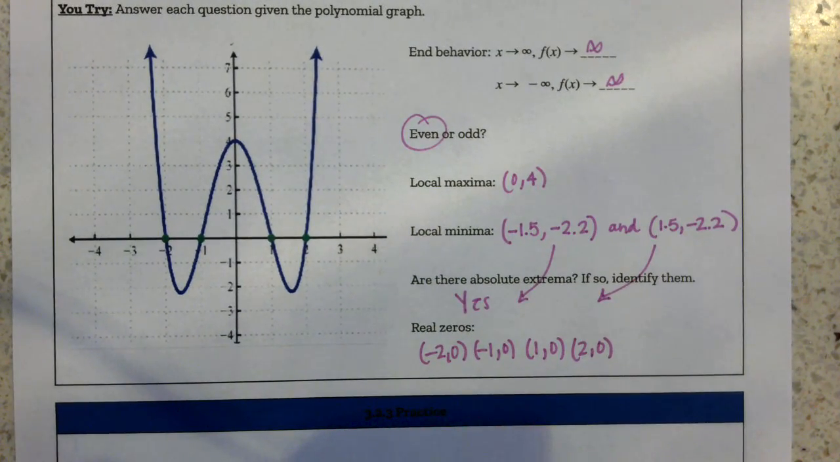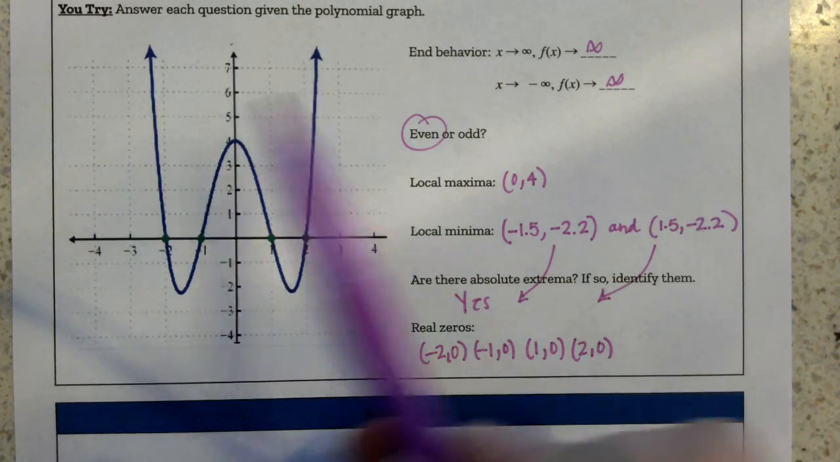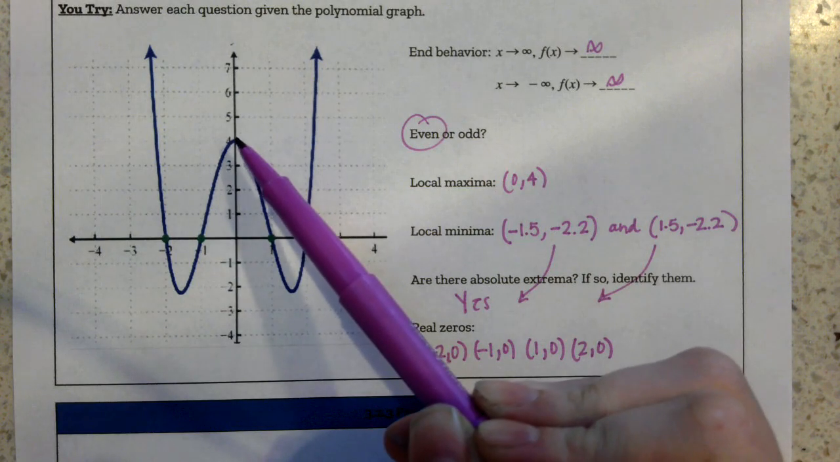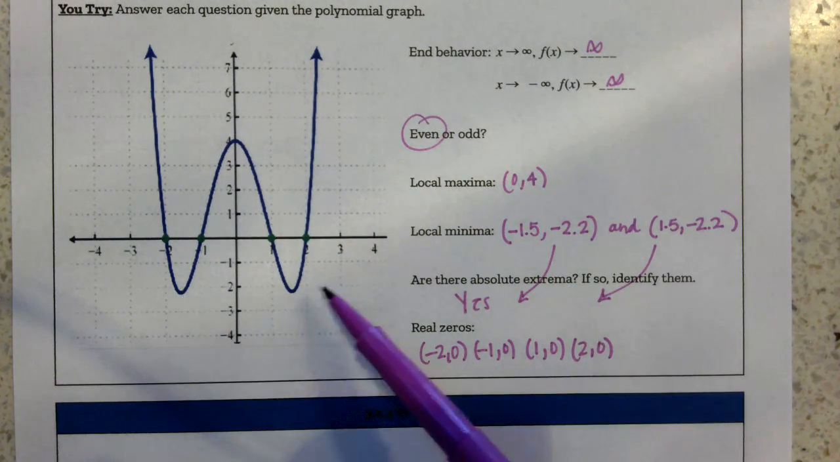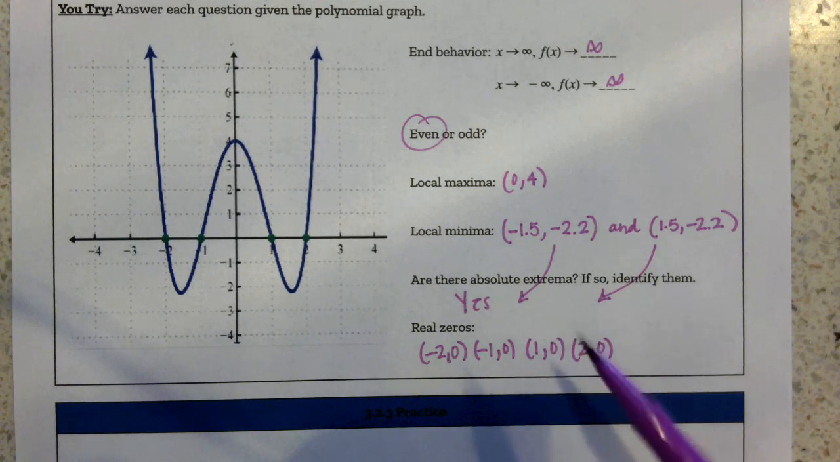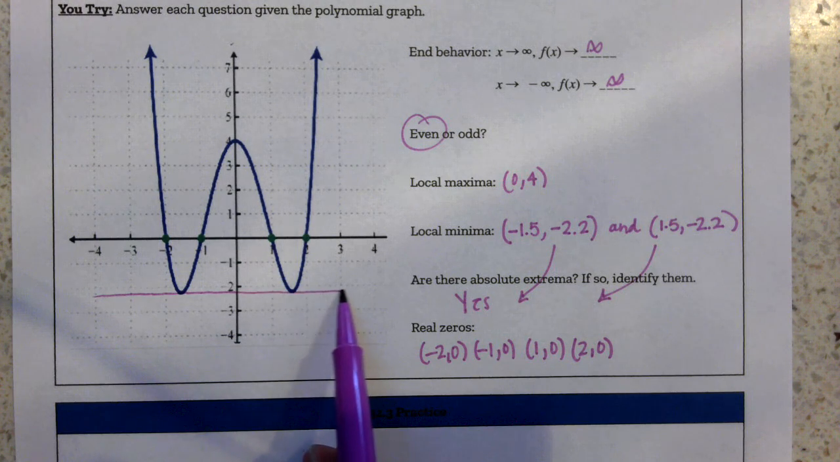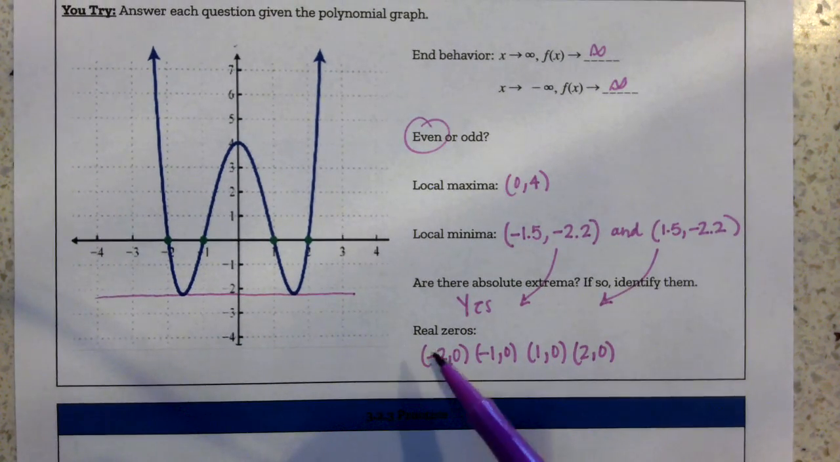Here are your answers for your U-try. You should have positive infinity for your end behavior because both ends go up, which means it is even. Your local maximum is right here at 0.4. You have 2 local minima down here. Those are also the absolute extrema because this is the lowest this graph will ever go. Those are tied, so they're both the absolute. And then you should have 4 real zeros all written there.